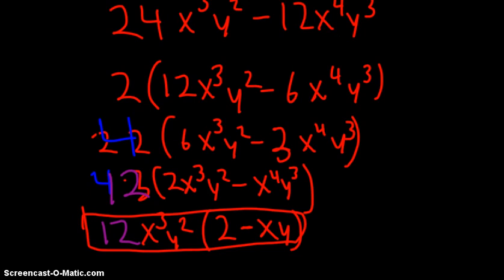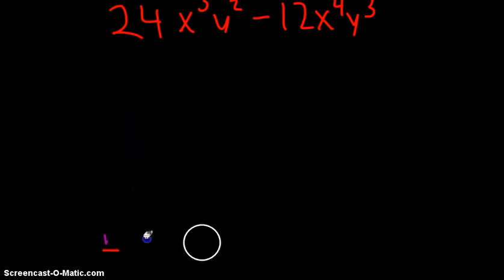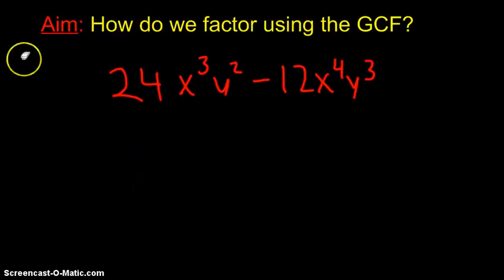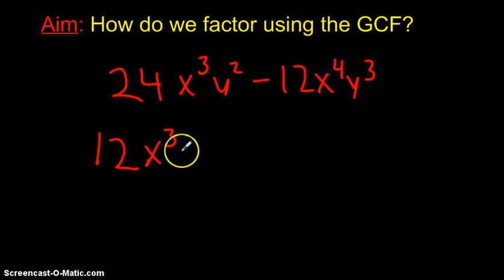So skip all these extra steps if you don't notice what the GCF is. The GCF is easy to identify because it will be the largest number that can be divided out of both, which is 12, with the smallest amount of each variable. The smallest of the x's is 3. The smallest of the y's is 2.